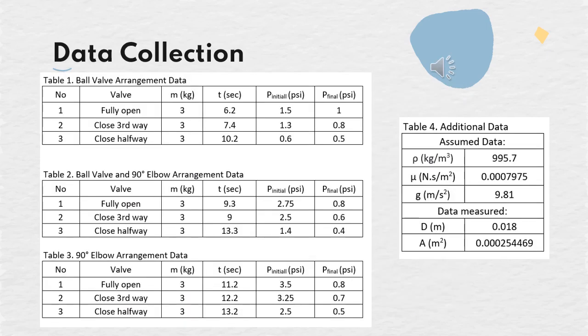From the experiment, we collect 3 sets of data with different pipe arrangements. For the mass flow rate, we will measure the time when the mass reaches 3 kilograms, and then we also measure the pressure using the pressure gauge. There are also additional data as assumption.